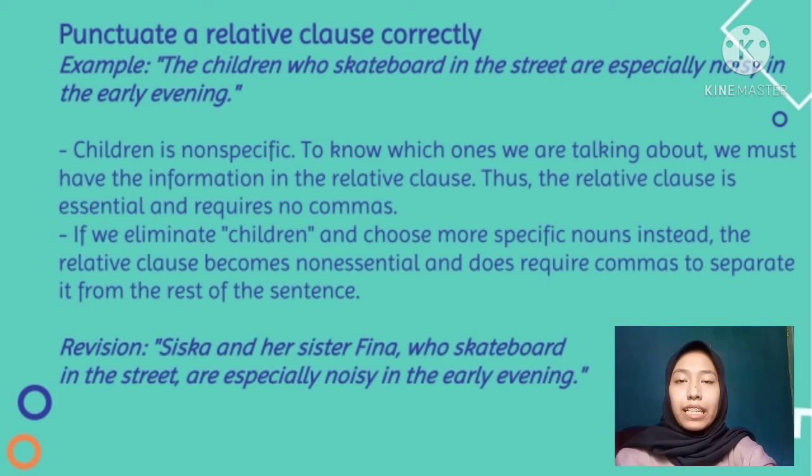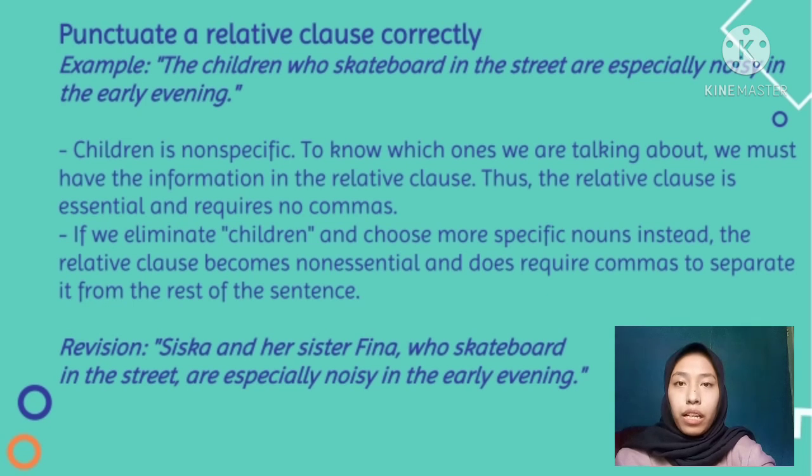Now we go to the example. The sentence is: the children who skateboard in the street are especially noisy in the early evening. Children in this sentence is non-specific. To know which ones we are talking about, we must have the information in the relative clause. Thus, the relative clause is essential and requires no commas.